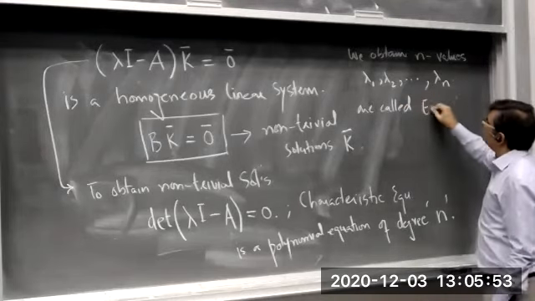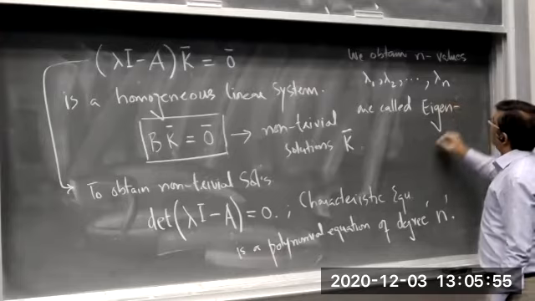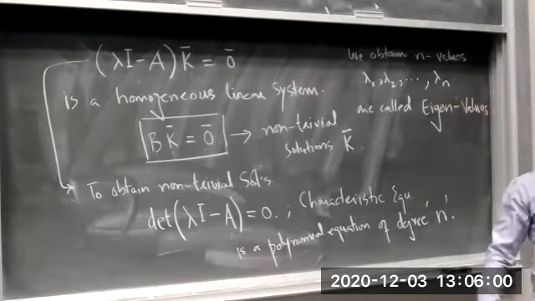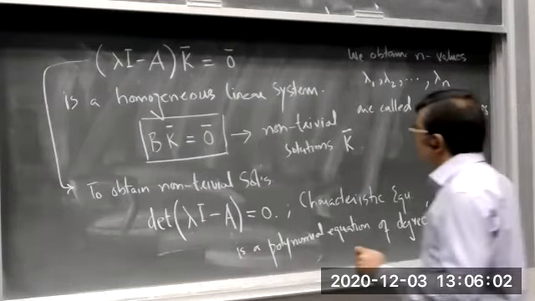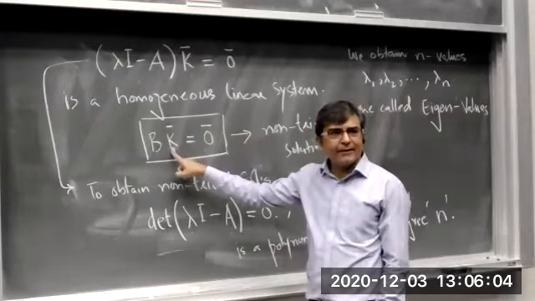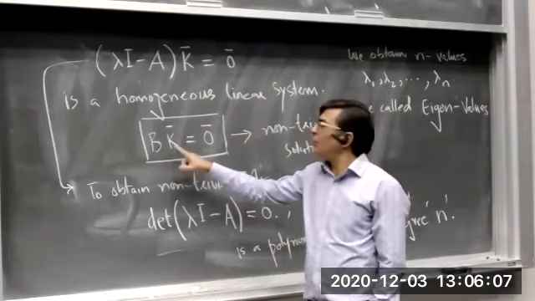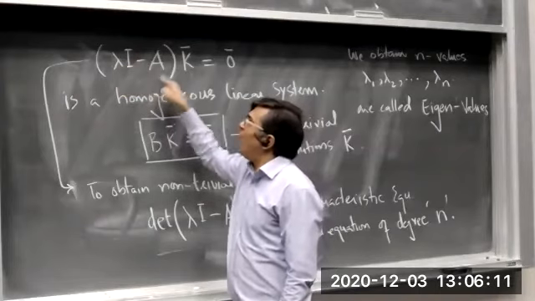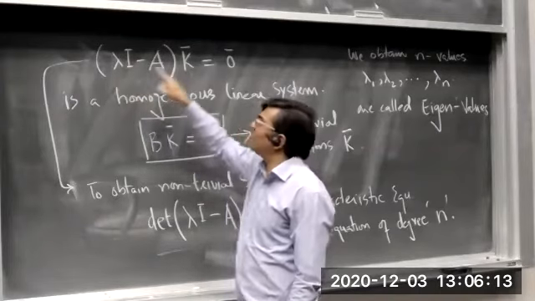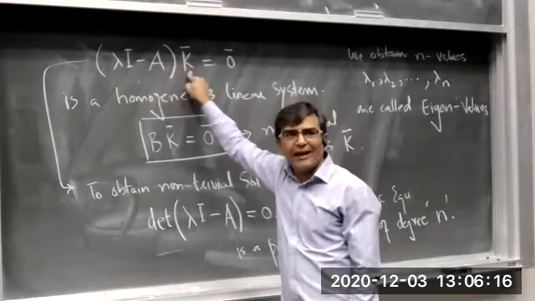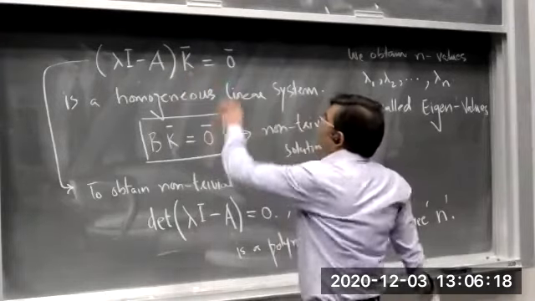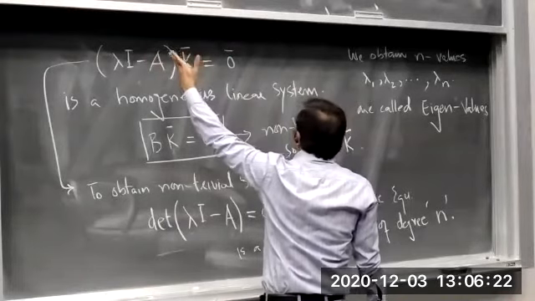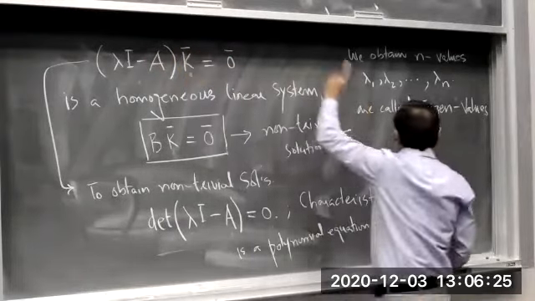These values are called eigenvalues. And corresponding to each eigenvalue, we can find a vector here. By putting lambda 1 here, we'll have a known coefficient matrix plus an unknown vector k. By solving this homogeneous linear system, we can obtain k1 corresponding to lambda 1.